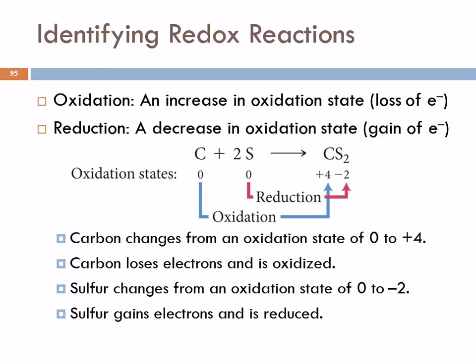So carbon's +4. So we identify the oxidation states of each of those elements in the products, and then we look and see how they changed. Carbon went from 0 to +4. Its oxidation state increased. That's oxidation. Sulfur's oxidation state decreased. It was reduced. It went from 0 to -2. And so we say that the sulfur is reduced and the carbon is oxidized. Does that make sense? Sort of?